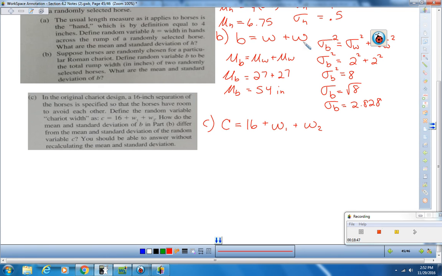Okay, so let's not do any calculations. Let's just think about this. The mean of C should be, or is, 16 inches larger than the mean of B. But the standard deviation of C should be the same as that of B.